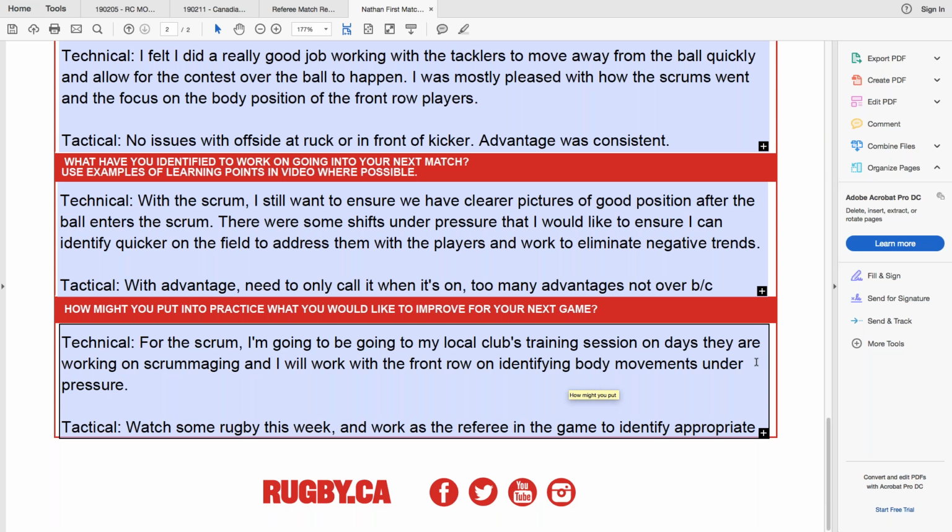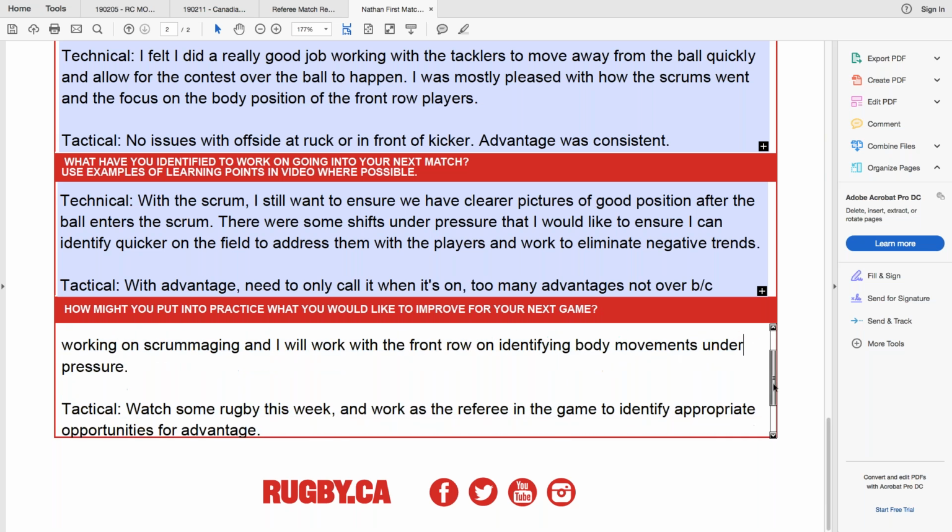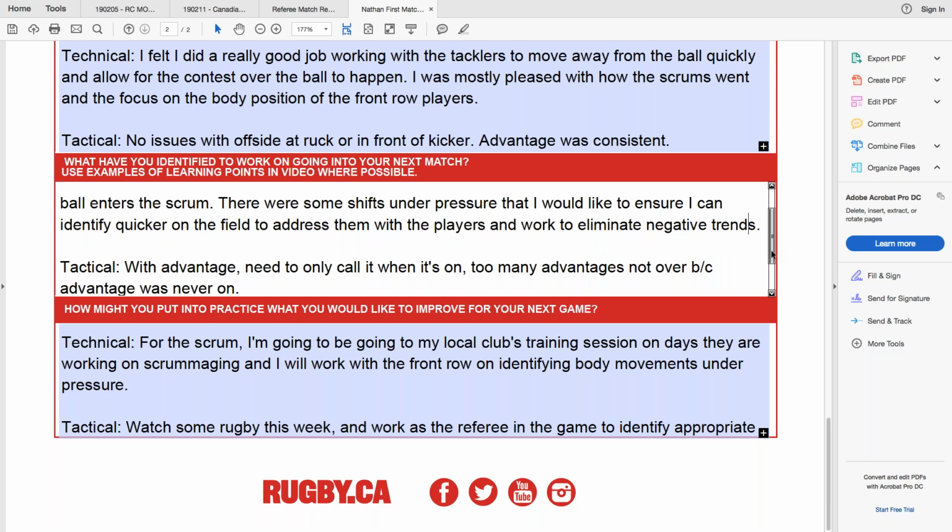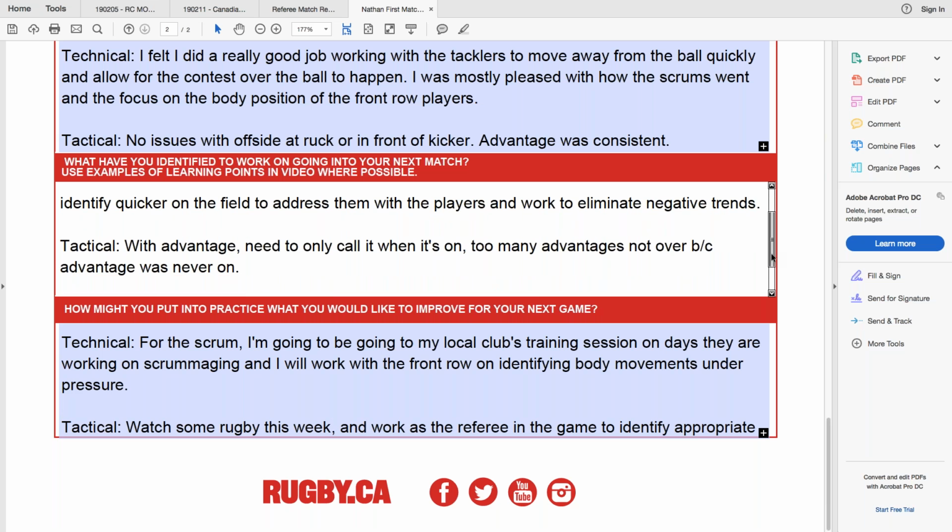Okay, from a tactical perspective, when we looked at advantage, we identified the need to work on calling it only when it's on. Too many times I played advantage and then advantage was not over because there was never really advantage to start with. Advantage was never on, but I called advantage because it's a reflex. How do I get rid of the reflex?